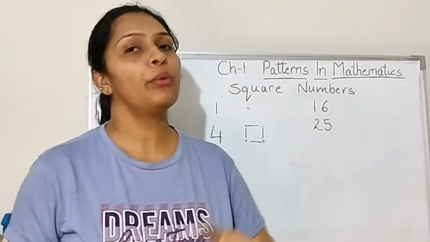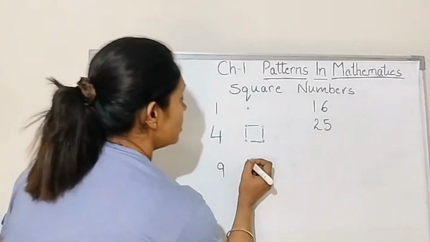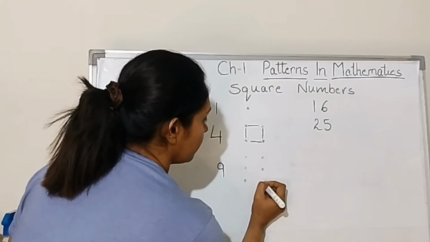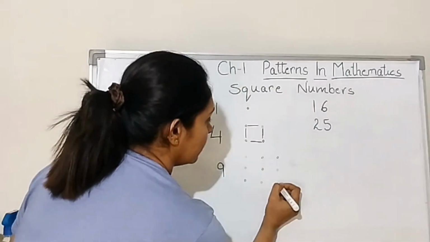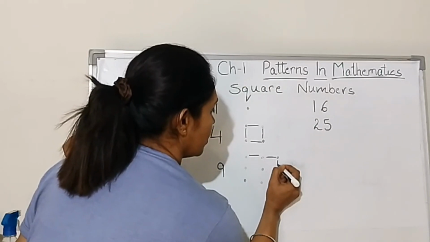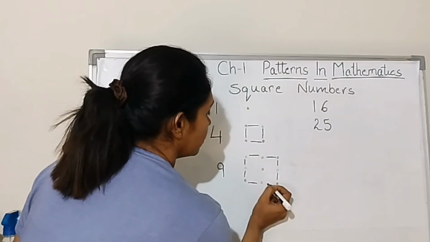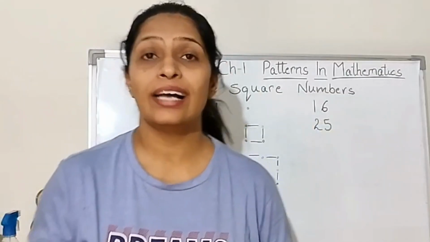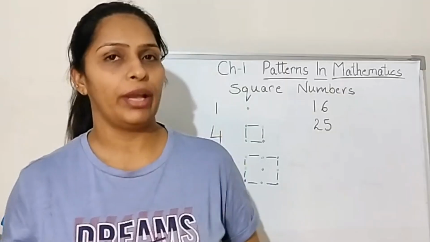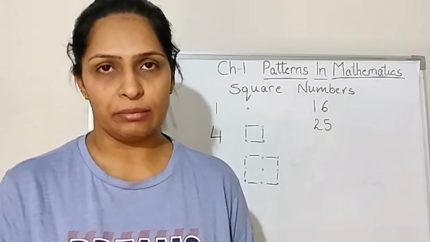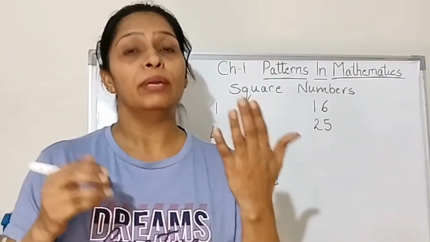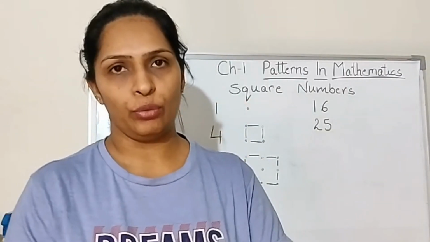Similarly, if I have 9 dots, how can I arrange them? We can easily arrange them in this way, and this is again going to give us a square shape. Hence, these numbers are known as square numbers because their dot pattern can give us a square. But how to find these numbers? It's very easy: I take a number and multiply it with itself.